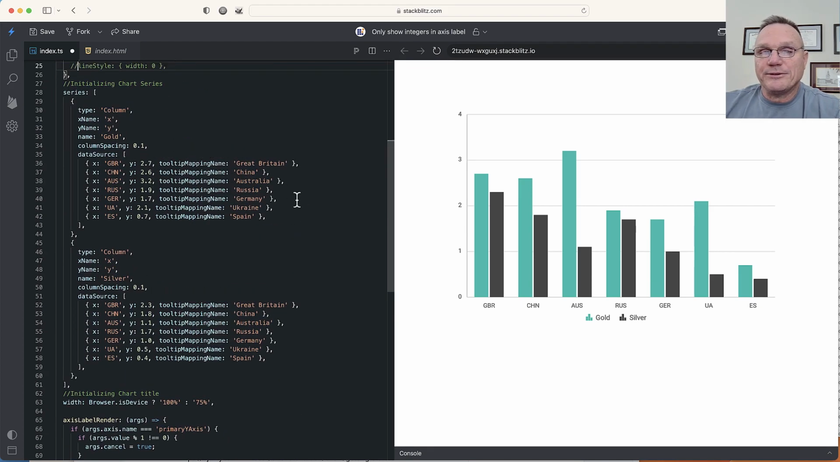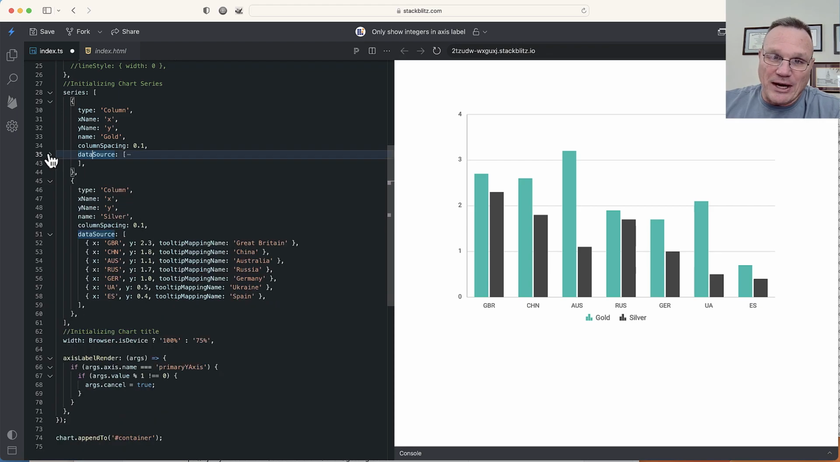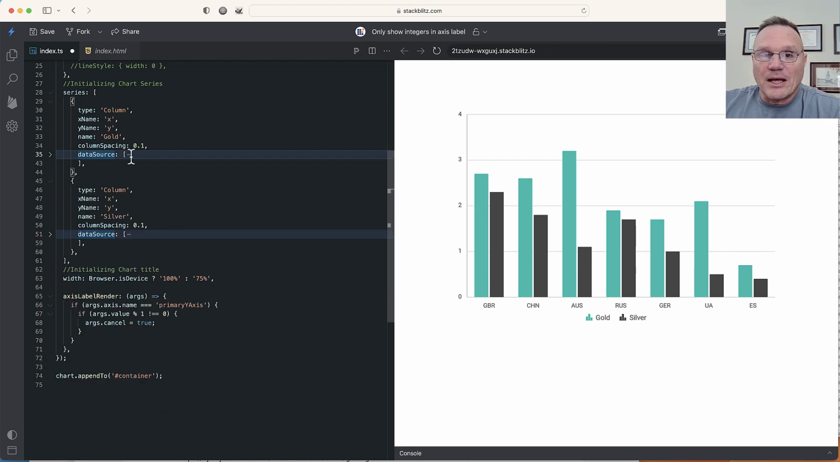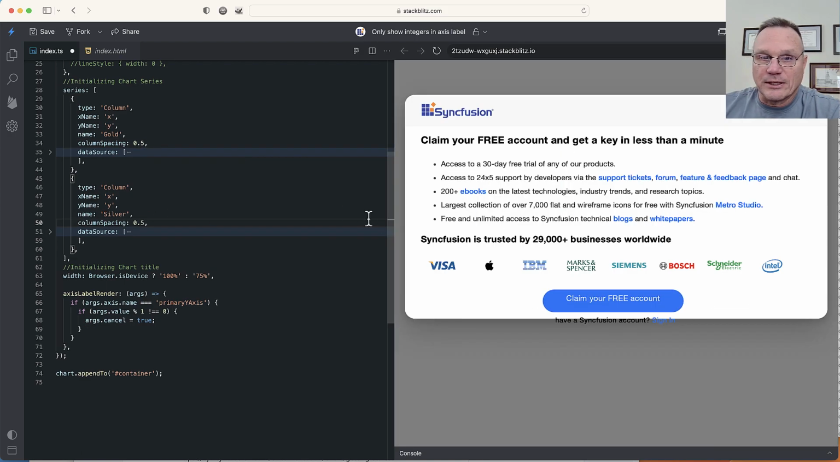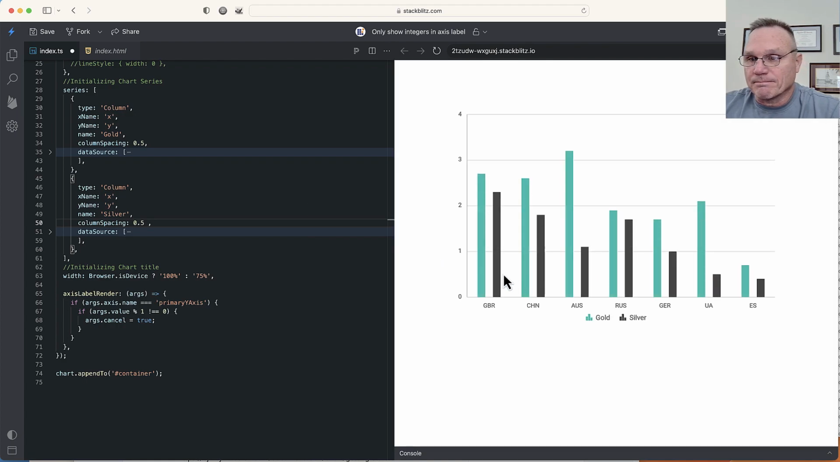So we have two series. They're both column series. They both have the same data. Well, they have different data sources, but different values, but the same data. And we have a spacing between them. This little gap right here is the spacing. If we make this bigger, then you can see what I mean by that. So the spacing does get bigger. Right, the spacing is this little gap right here. Let's put that back.